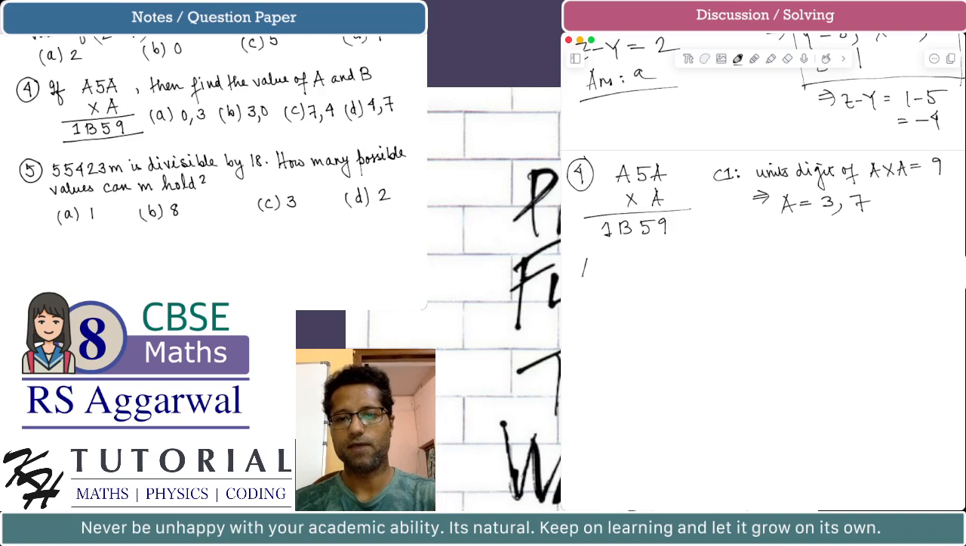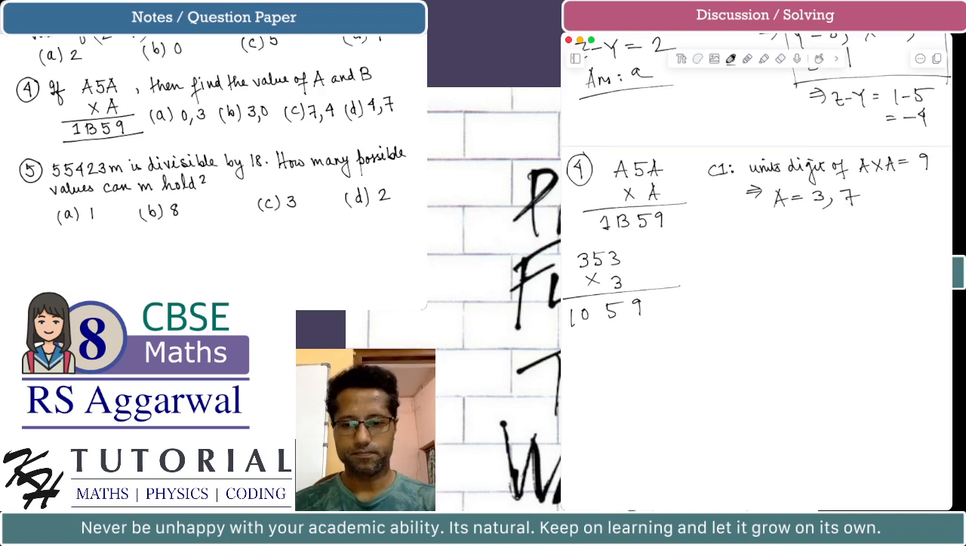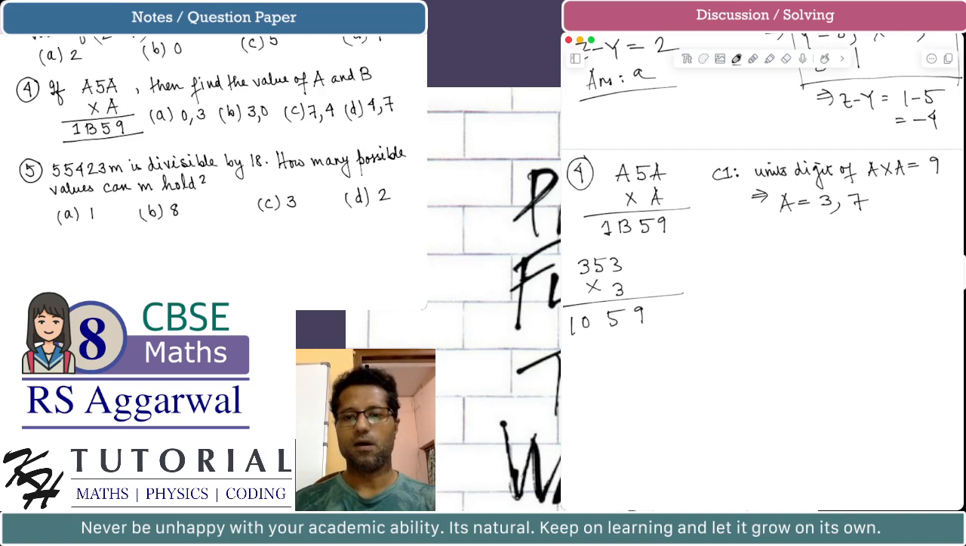So we have 353 multiplied by 3, and let's see what it gives. It gives 1059, and we can clearly see it matches exactly with the given result, that is 1B59. So this result implies that one solution can be A equals 3 and B is equal to 0.